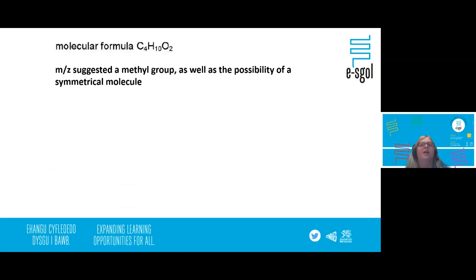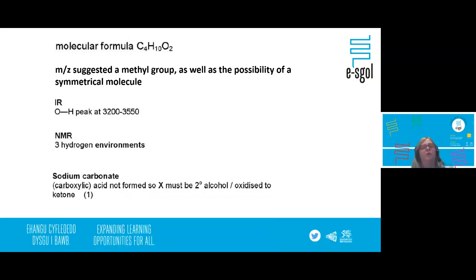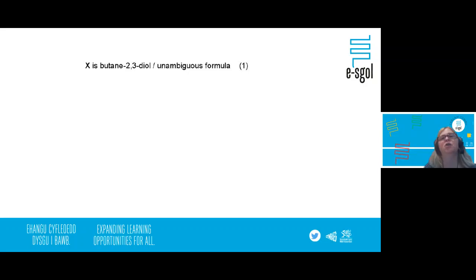We established that it had a molecular mass of 90, okay? Also established it had a methyl because there was a fragment of 15. IR confirmed the presence of hydroxy, but not of a carbonyl. Okay, so we know we got OH. We know we got 3 environments. We know it has to be secondary because it did not prove positive to the sodium carbonate. All that together tells you that it is butane-2,3-diol.